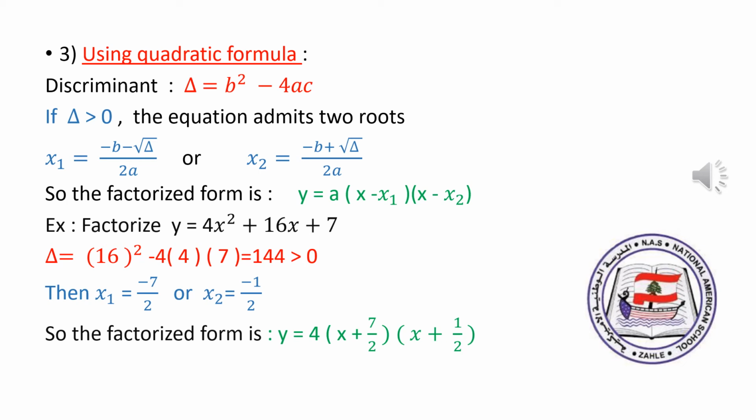Let's not forget that if the calculator is allowed, we can find directly the roots of any quadratic expression by using mode 5(3) and introducing the real coefficients a, b, and c to the calculator. Then we get directly x1 and x2.